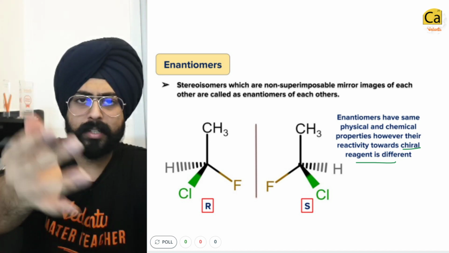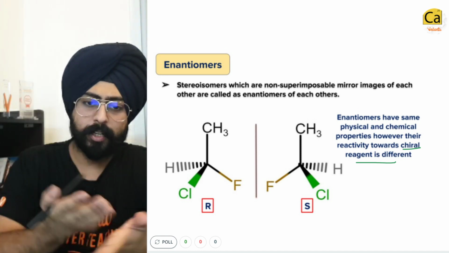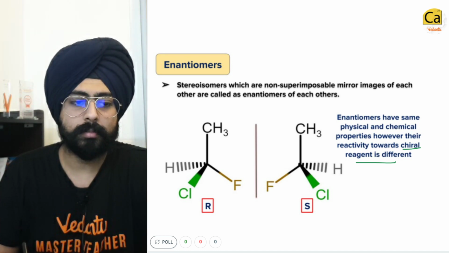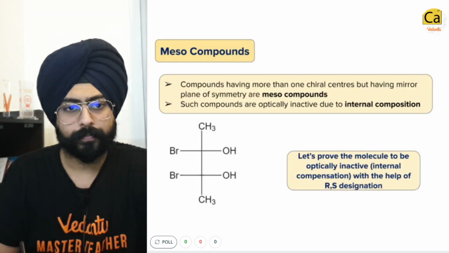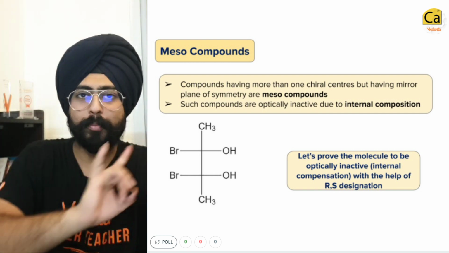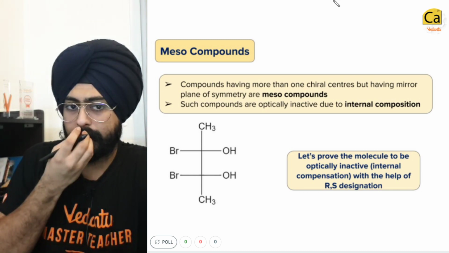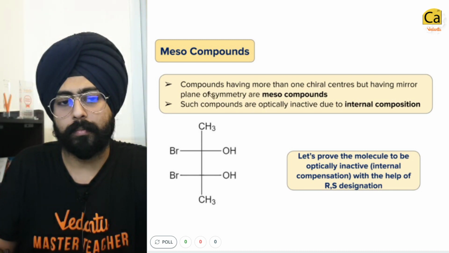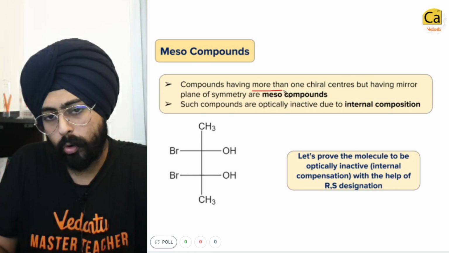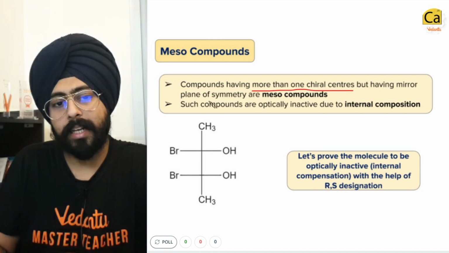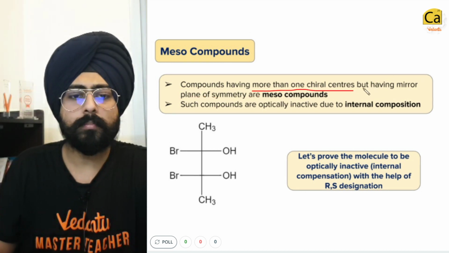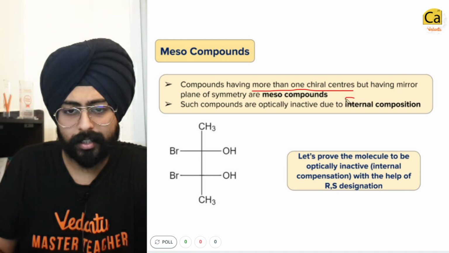Okay, so enantiomers, I hope you've written it down. If you haven't, then please pause the lecture and write it down. Next, mesocompounds. We just saw mesocompounds. I gave you an example of a mesocompound today in the class already. So these are compounds that have more than one chiral center but still have a plane of symmetry, or I would say internal symmetry.